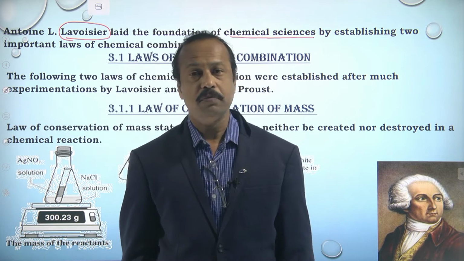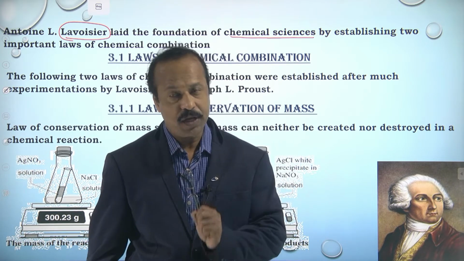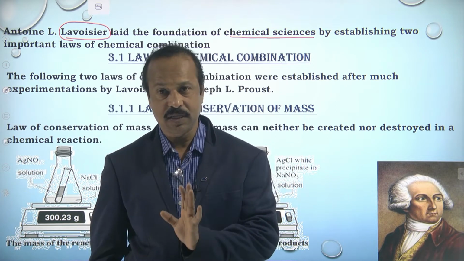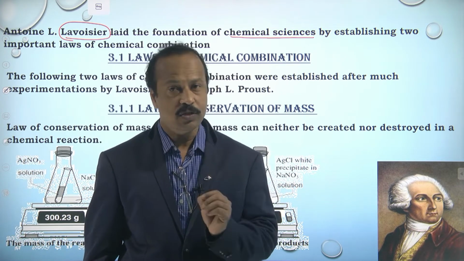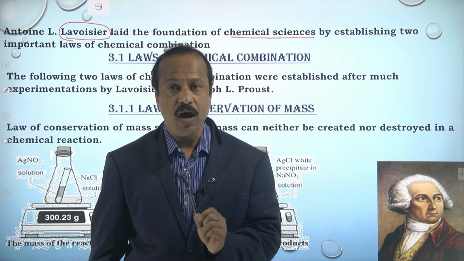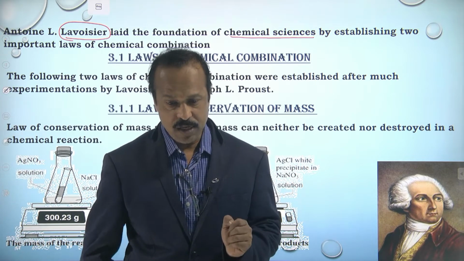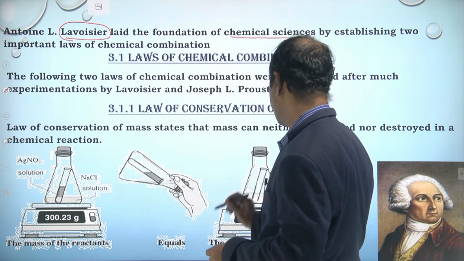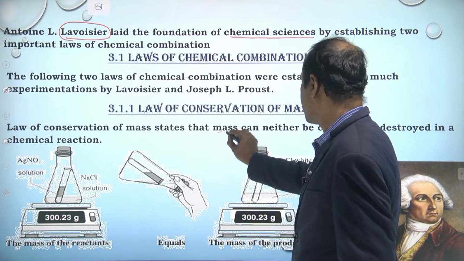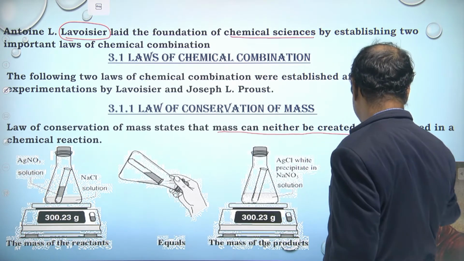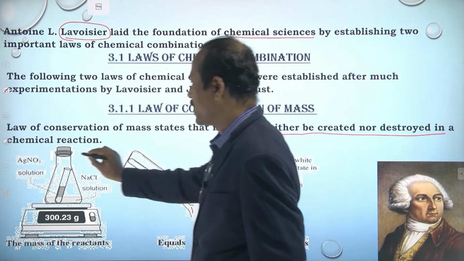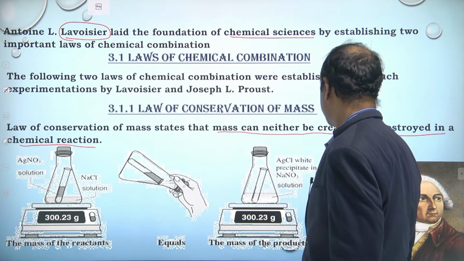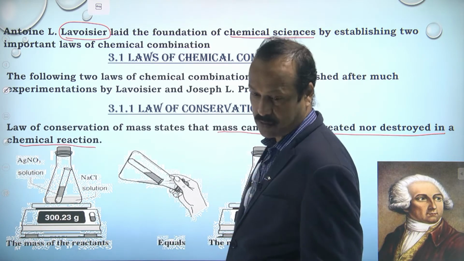Very good. So mass can neither be created nor destroyed during a chemical reaction. The mass always remains constant. This is called the law of conservation of mass. The law of conservation of mass states that mass can neither be created nor destroyed in a chemical reaction.